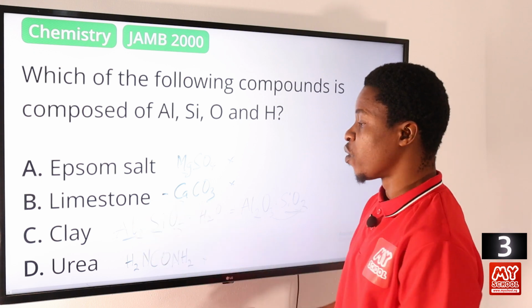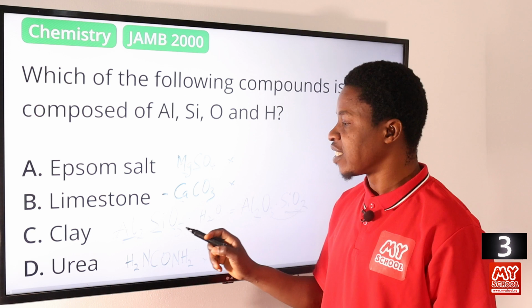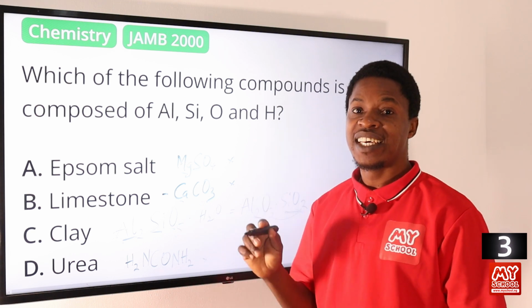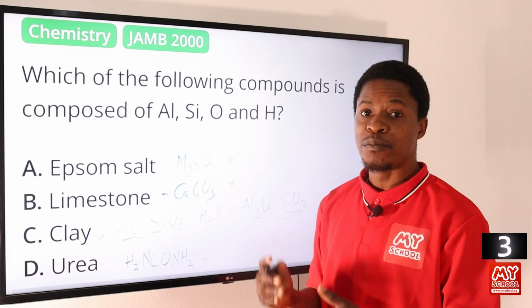So this is the compound. We have aluminum, we have silicon, we have oxygen, and we have hydrogen present in this. So the correct answer is option C. Clay has all of these elements making up the compound.